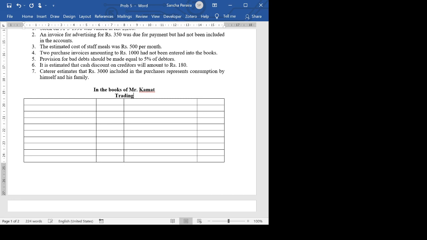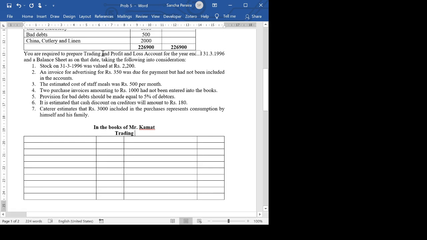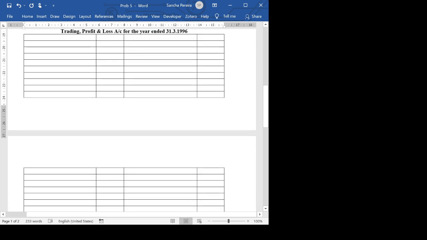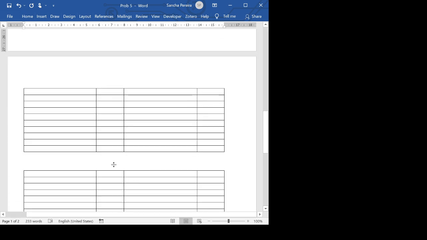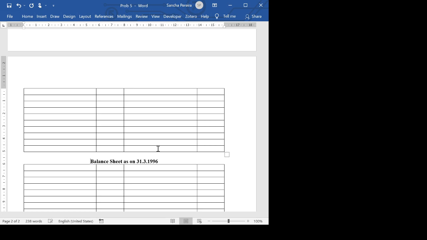we are going to prepare the trading profit and loss. See here, they've asked you to prepare the trading profit and loss account for the year ended 31st March 1996. Similarly, the balance sheet on the same date. Balance sheet as on 31st March 1996.